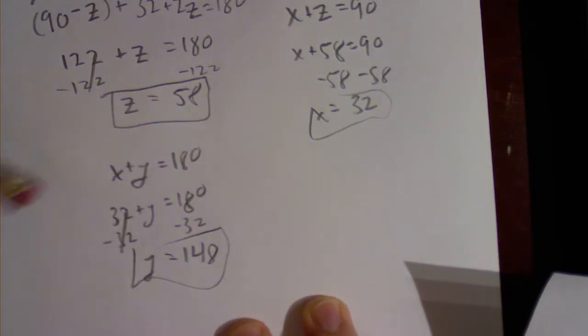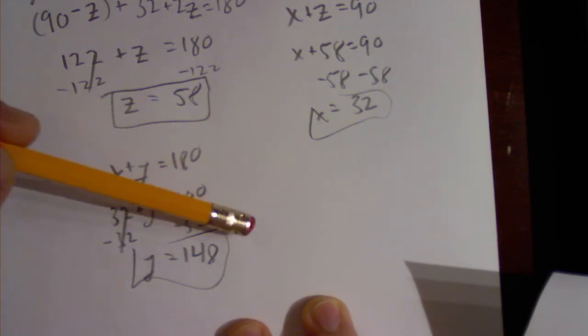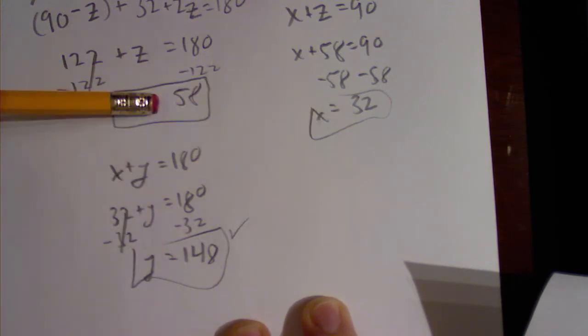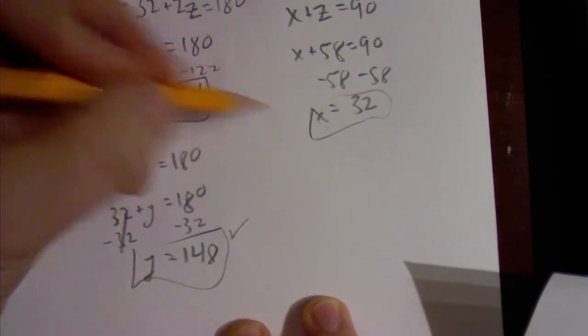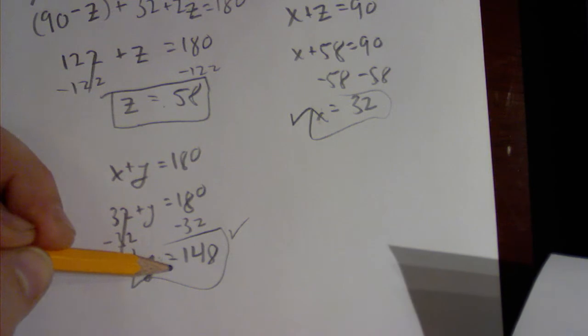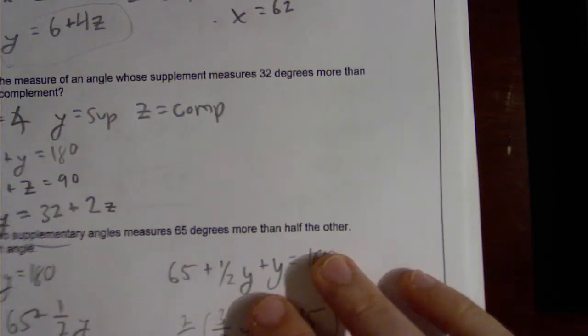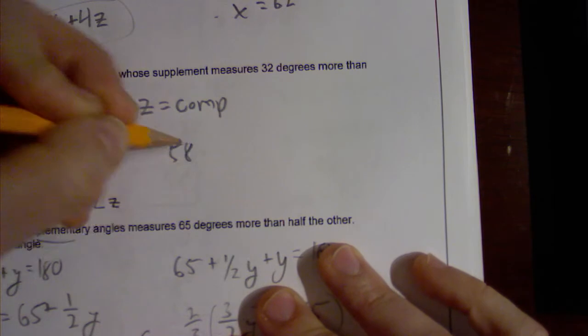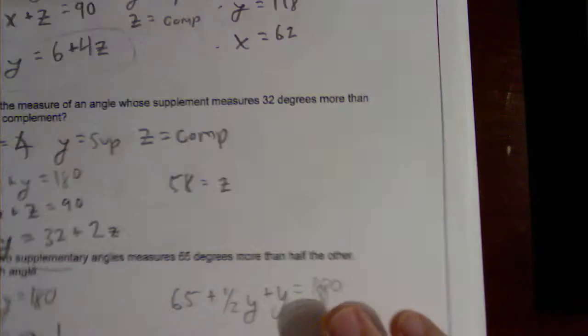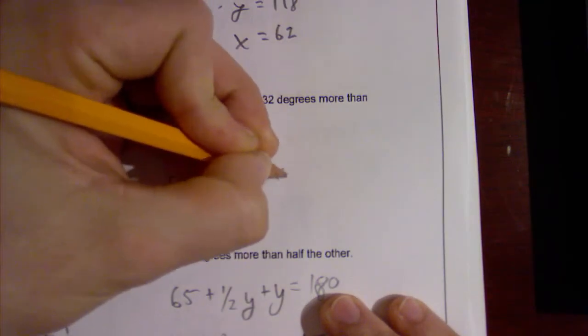I have my three variables. Let's check to make sure they work out. 32 plus 148, well, I just did that. 32 plus 148 is 180. So these are supplementary as they should be. 32 plus 58, 5 and 3 is 8, and then I get another 10, so this is 90. So x and z are complementary. I checked that out. And I just want to make sure that the relation between these two works out. So 58 and 148, well, I have z equals 58 and y equals 148.